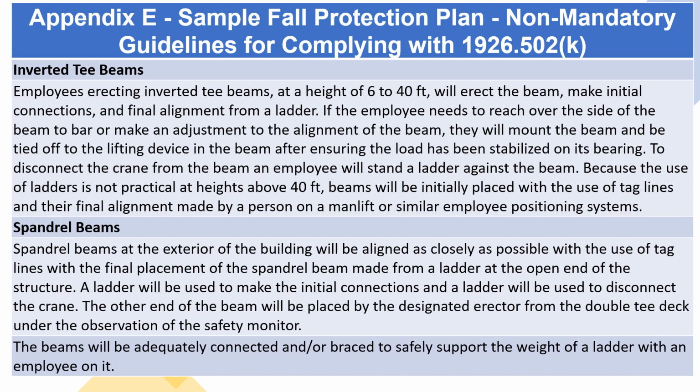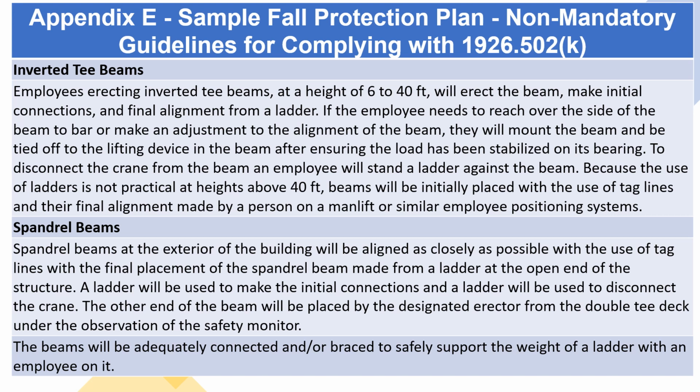Inverted T-beams. Employees erecting inverted T-beams at a height of 6 to 40 feet will erect the beam, make initial connections, and final alignment from a ladder. If the employee needs to reach over the side of the beam to bar or make an adjustment to the alignment of the beam, they will mount the beam and be tied off to the lifting device in the beam after ensuring the load has been stabilized on its bearing. To disconnect the crane from the beam, an employee will stand a ladder against the beam.